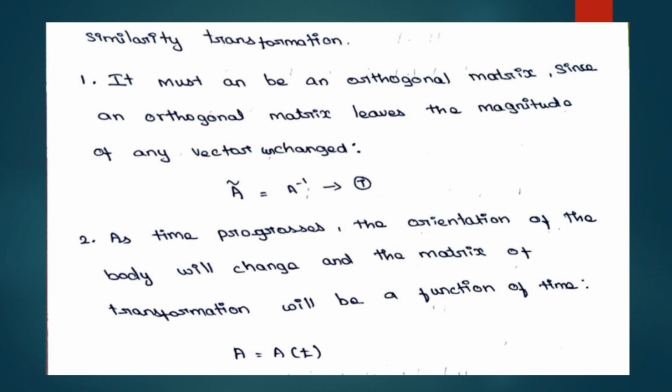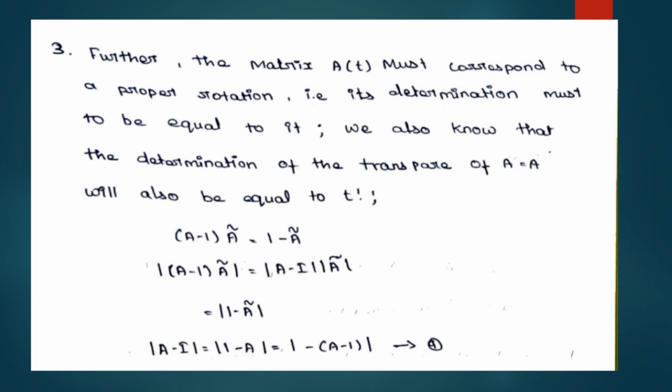Similarity transformation. First one, it must be an orthogonal matrix, since an orthogonal matrix leaves the magnitude of any vector unchanged. A transpose is equal to A inverse. This is the seventh equation. Second one, as time progresses, the orientation of the body will change and the matrix of transformation will be a function of time, A = A(t). Third one, further the matrix A(t) must correspond to a proper rotation, i.e. its determinant must be equal to +1.